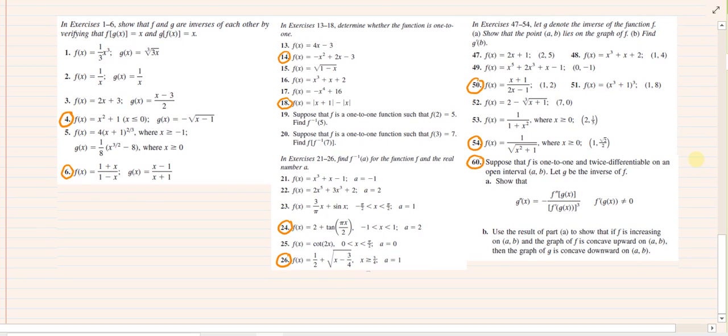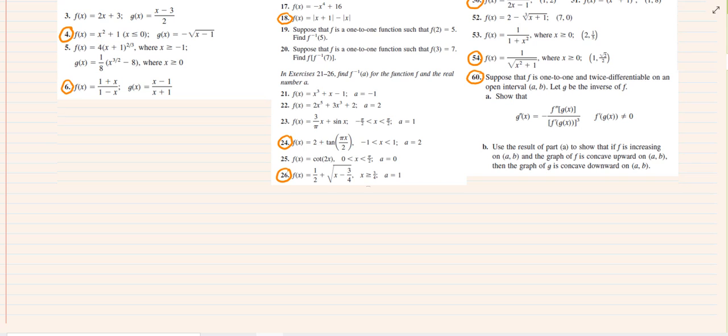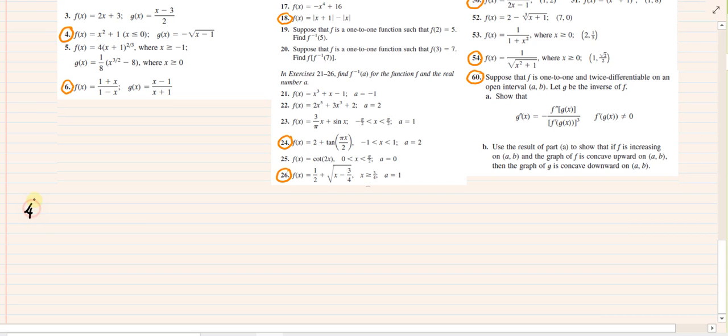Okay. Now, in this segment, we're going to look at those circled exercises. So let's begin with exercise number 4. In exercise number 4, show the functions f and g are inverses of each other by verifying f of g of x is x and g of f of x is x. Okay, so in numbers 4 and 6, we don't actually have to find them. They're given to us.